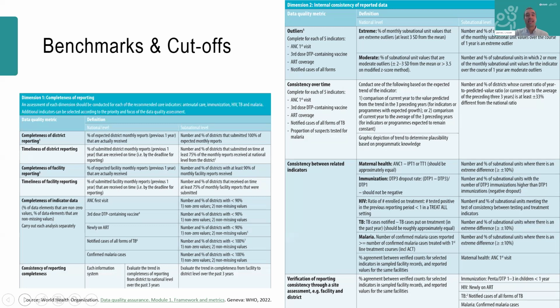Cutoffs are used when we're looking at the consistency of data over time. They compare the current value for a district or some other subnational unit to its expected value. The expected value can simply be the average value over the last 3 years. And if there's a plus or minus 33% difference between the current value and the expected value, then the district is flagged for additional scrutiny to see if any data quality issues are causing that variance. Module 1 of the DQA toolkit defines the benchmarks and cutoffs for each of the 4 dimensions of data quality for some of the WHO recommended core indicators. Next slide, please.